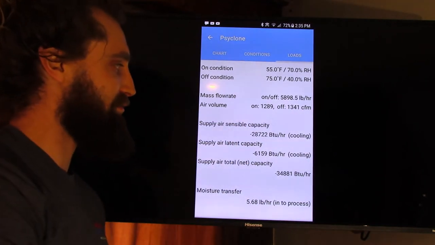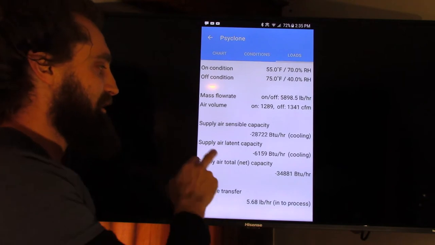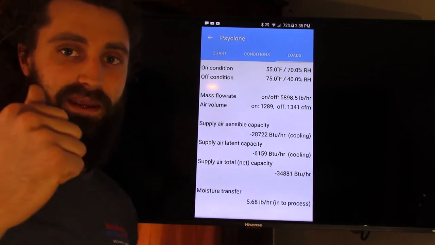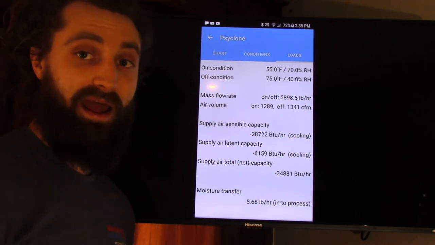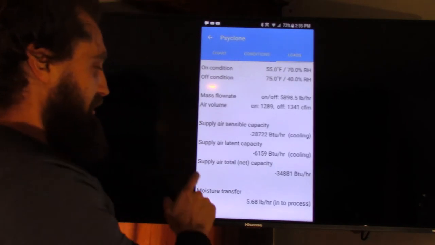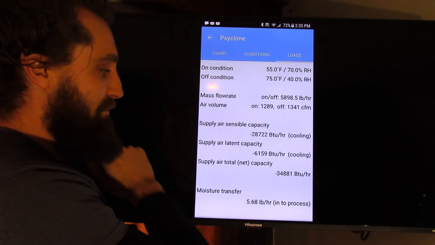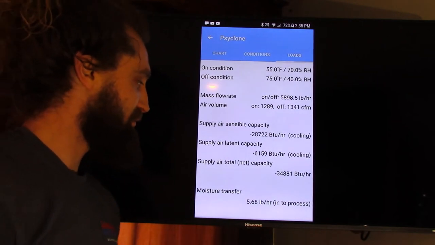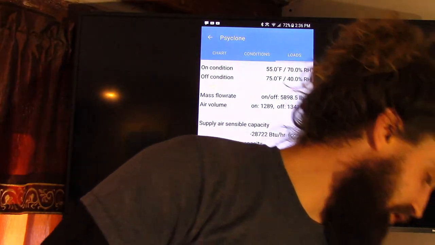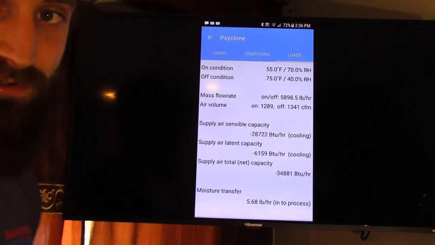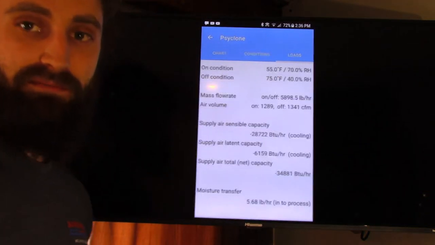Boom. 28,000 BTU. Latent air capacity. That's all the heat that's coming out of that condensation line. 6,000. We've got a half of a ton right there. So we go over here. Boom. Our total capacity on the system is 34,800, so almost 35,000 BTU.